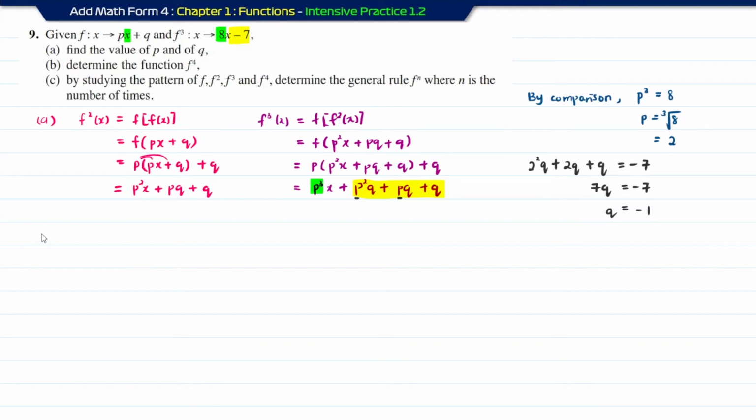Now for part B, determine the function of f4. You can find the function f4 by inserting the f cube into the function f.